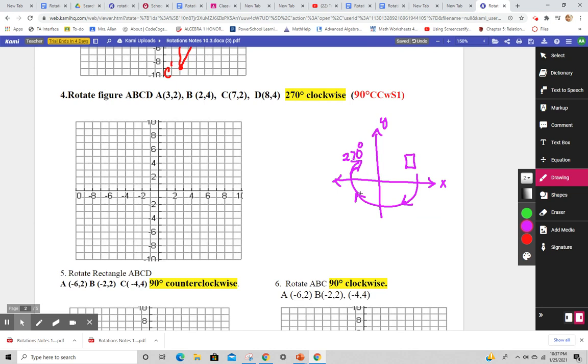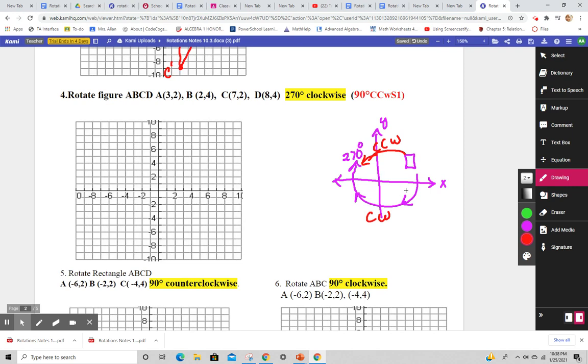But is there a shortcut? Is there an easier way to get there without having to go all the way around? So if you say we could go this way, then you're right. This is called counterclockwise. This is called clockwise. So yes, it would be faster to go this way.